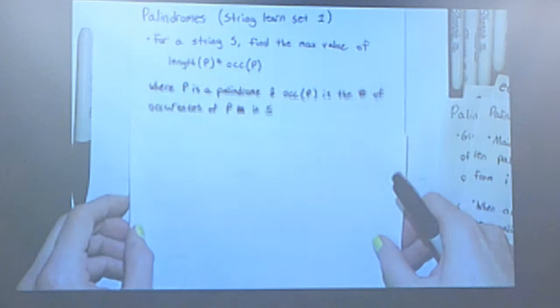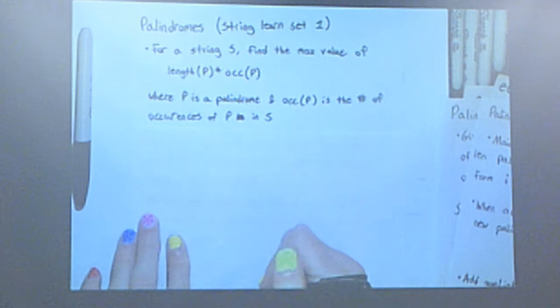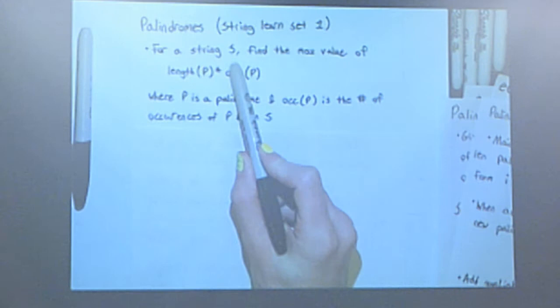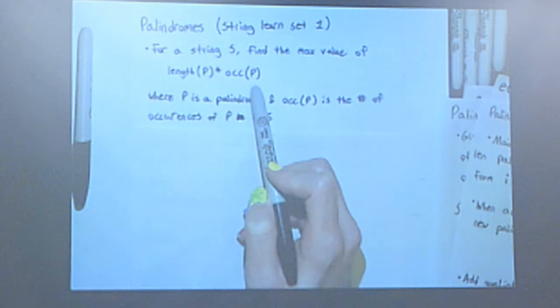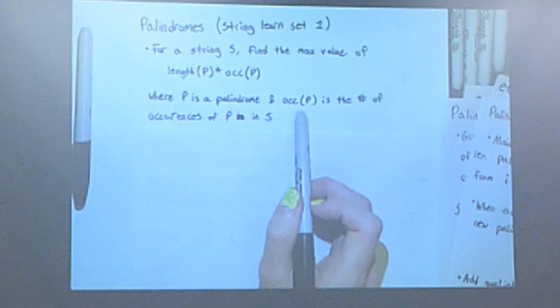Next problem I'm going to talk about is simply called Palindromes from the String Learn Set 1. So for this problem, for some string s, you want to find the max value of length of p times number of occurrences of p, where p is some palindrome, and the number of occurrences of p is just how many times this palindrome appears as a substring in s.